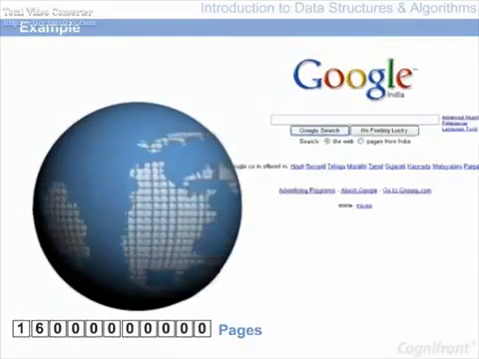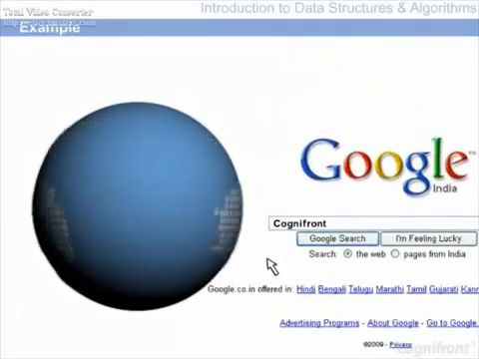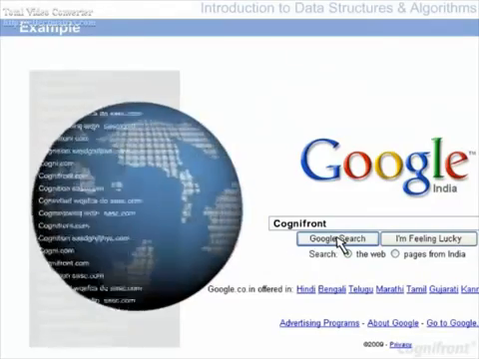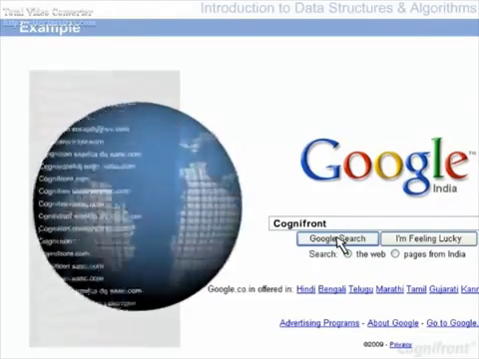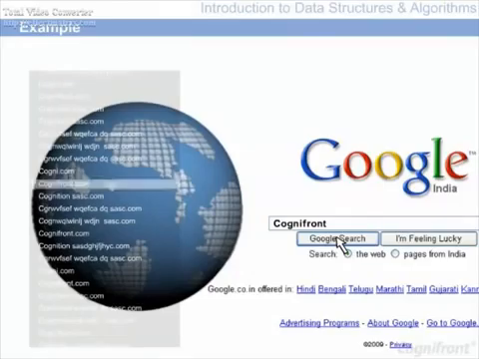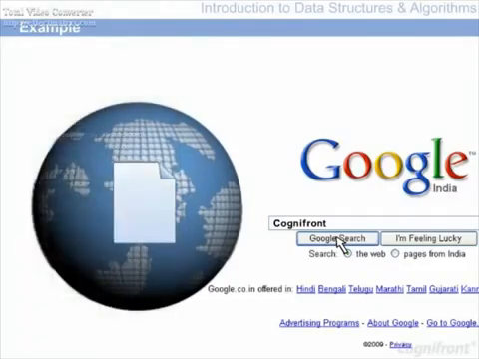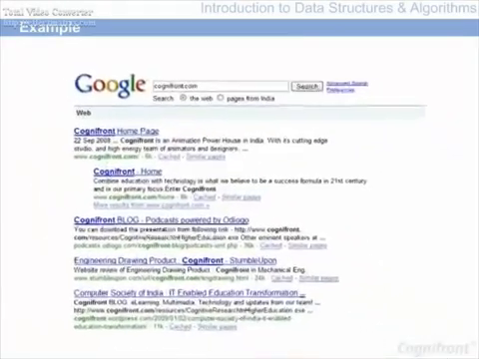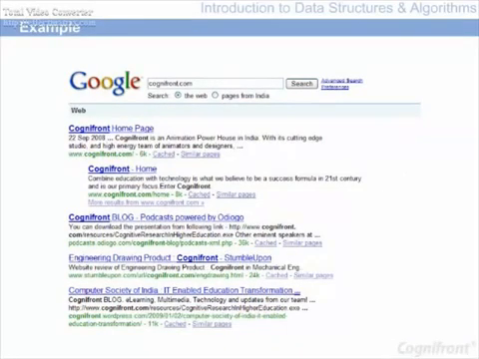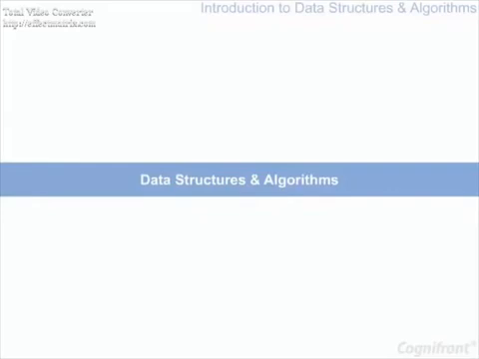It means that when you search for a particular word, the search engine has to search from billions of words. Isn't it a very tedious job? But the search is completed within 0.1 millisecond. This is possible only with the help of efficient data structures and algorithms.